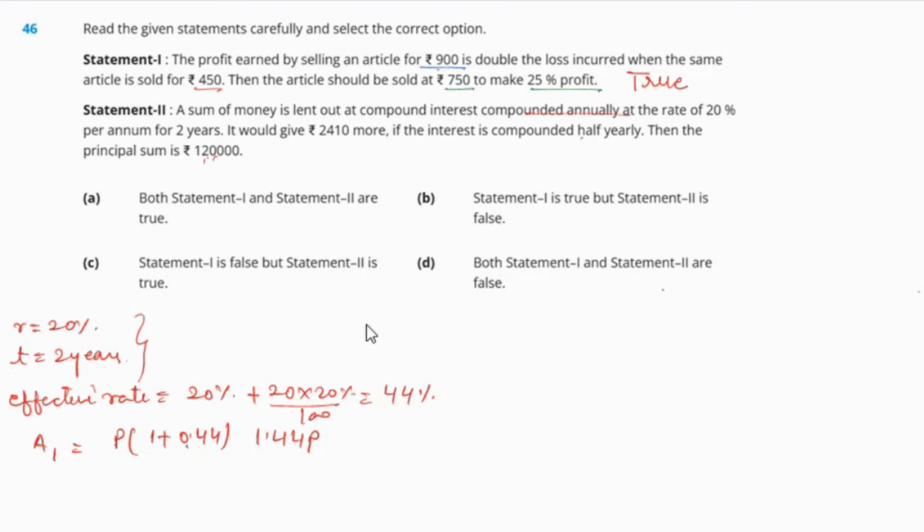Correct. Now, if we go with the second statement, it says that it is compounded half yearly. Then the new rate is going to be half of 20, which means 10%. And to calculate the effective rate of the same, the time should also get doubled. So it is 4 years.